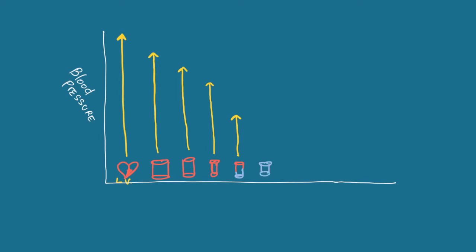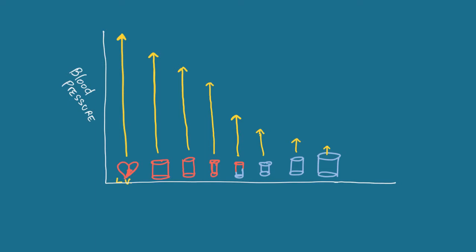The next in line are the venules. The venules have a lower blood pressure than the capillaries. Next are the medium-sized veins. The veins have a blood pressure that is lower than the venules. Then we have the really large veins ending up in the inferior vena cava, where the blood pressure is even lower.